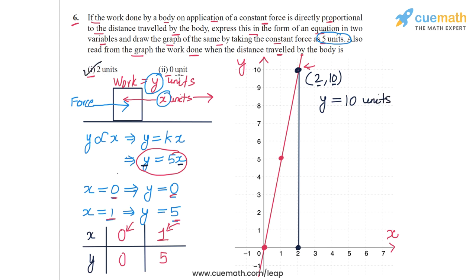And in part 2, we have to find the work done if the distance moved is 0 units. So x is 0, which corresponds to this point here. And we see that for this point, the y coordinate is also 0, and hence the work done will be equal to 0 units if the distance moved is 0. So that completes part 2, and with this we have finished question number 6.